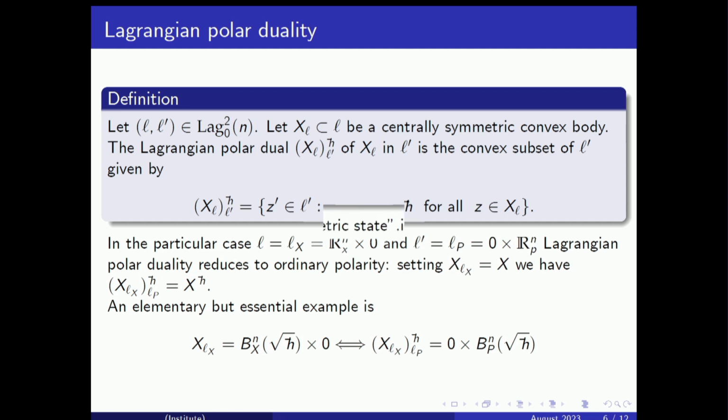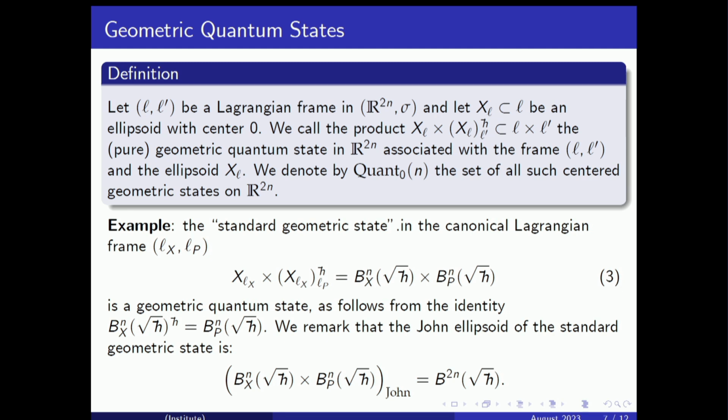So this being said, what is a geometric quantum state? I call a geometric quantum state the datum of a Cartesian product of one convex set X_L by its polar dual. So it's a subset of the product of two Lagrangian planes here. It's the geometric state associated with the frame L', and I denote by Quant(n) the set of all such geometric states.